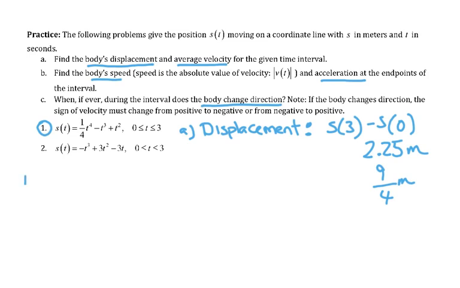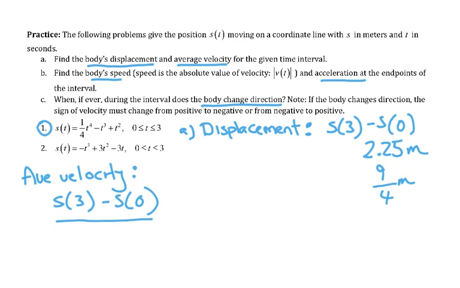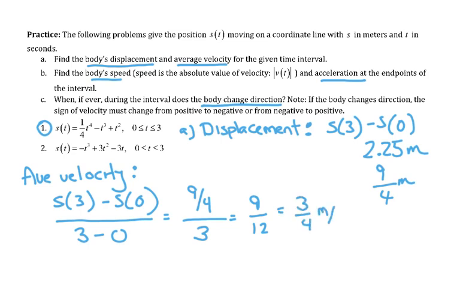Now, for the average velocity, we're looking at the change in position over the change in time. So this is 9/4 divided by 3, which is 9/12, which is 3/4 meters per second. That's my average velocity. This is my displacement.